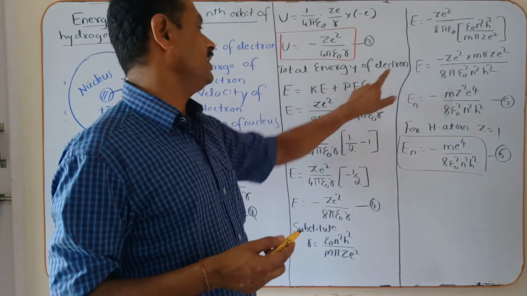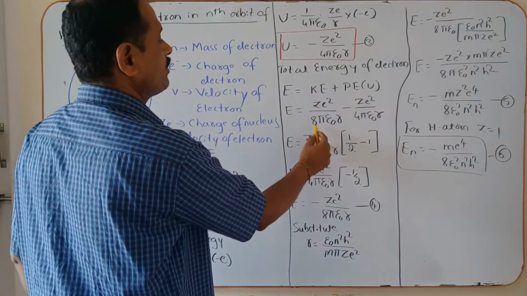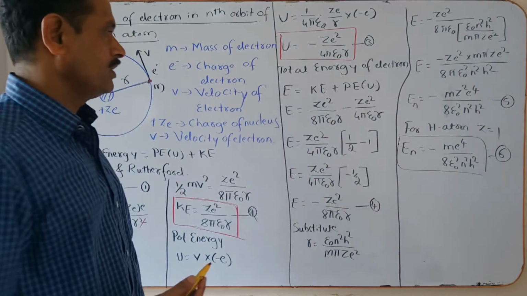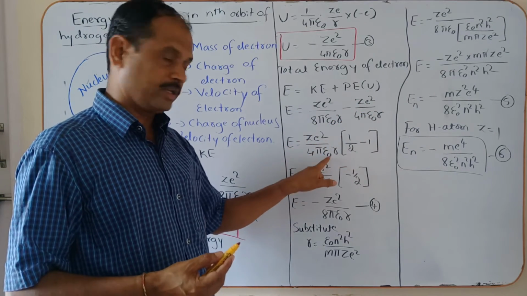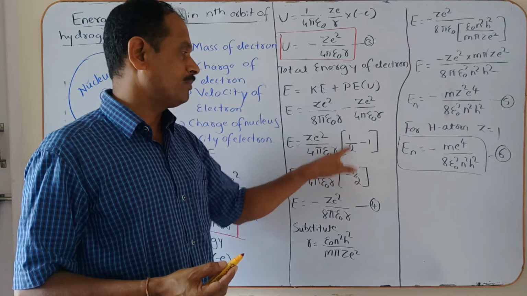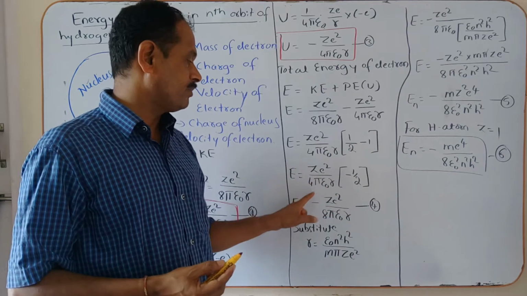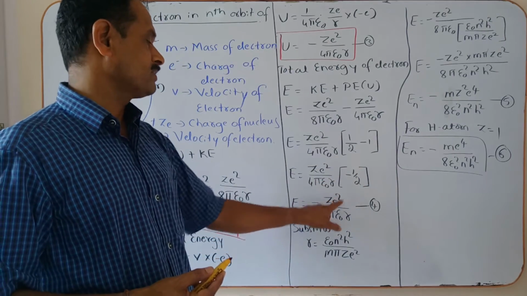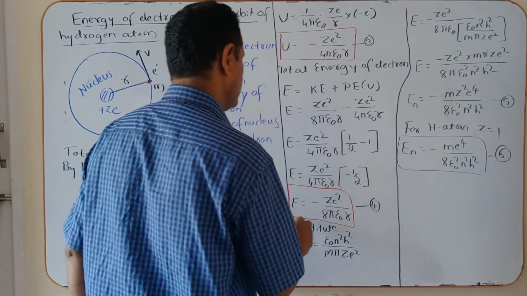Now the total energy of the electron is equal to the sum of the kinetic energy and potential energy. Kinetic energy is Ze square divided by 8 pi epsilon naught r, and potential energy is minus Ze square divided by 4 pi epsilon naught r. Now take the common factor Ze square upon 4 pi epsilon naught r. Remaining is 1 by 2 minus 1, which becomes minus 1 by 2. So the total energy becomes minus Ze square divided by 8 pi epsilon naught r, which is the total energy of the electron in any atom.